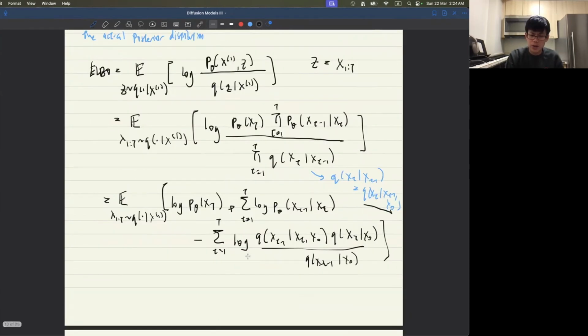So I just want to say over here that we can only actually start at 2 because we actually can't condition on x0, right? Like when t is equal to 1, the denominator is q of x0 conditional on x0, which is going to be like a delta distribution. So let's not do that. Instead, we will just handle the case where t equal to 1 separately. So when t is equal to 1, we still have our log q x1 given x0.